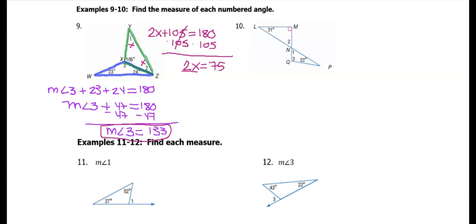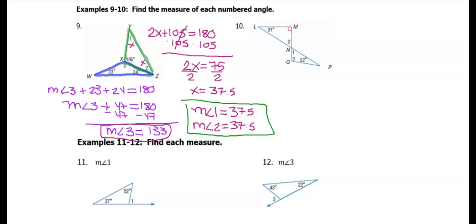It's going to look like it's going to give us a decimal. X equals 37.5. So both angle 1 and angle 2 are the same. So I'm just going to go ahead and write them out as 37.5 for each of them. So those are all the 3 angles I was looking for on number 9.